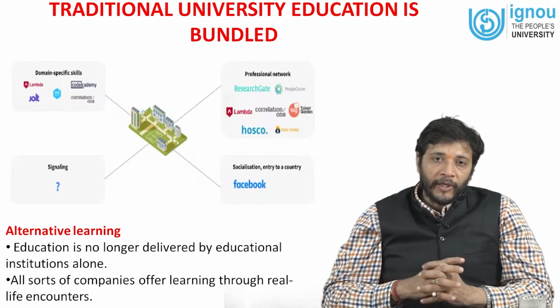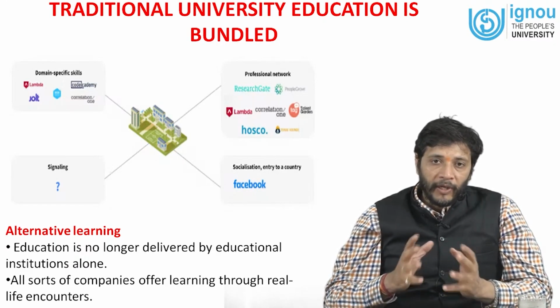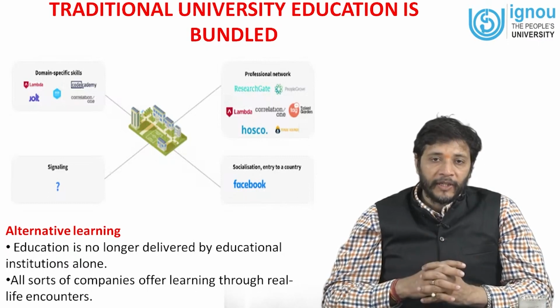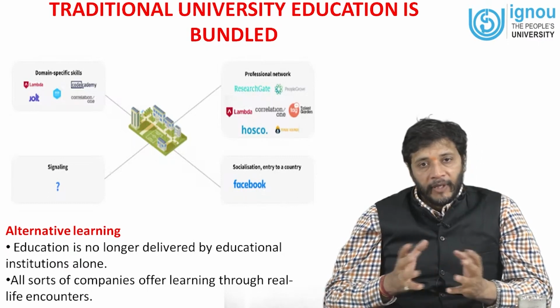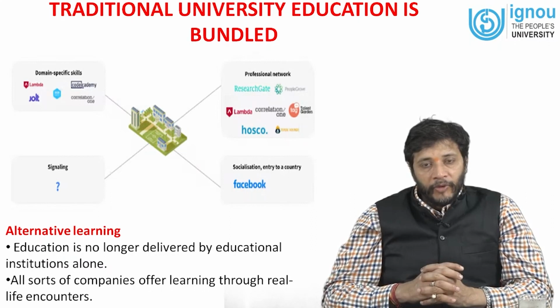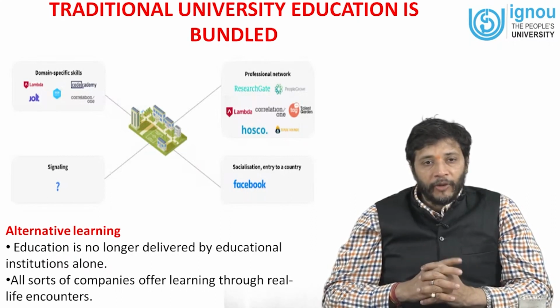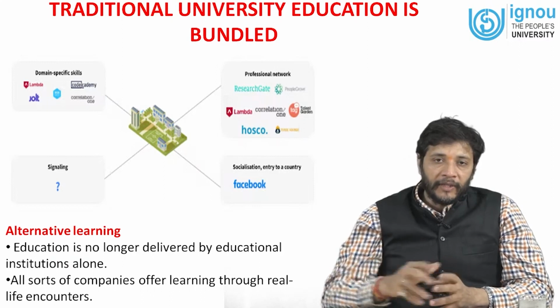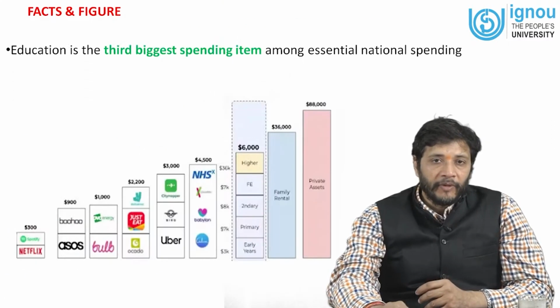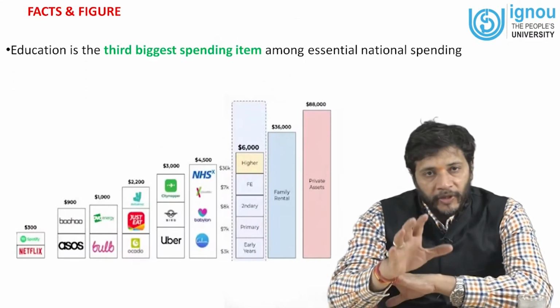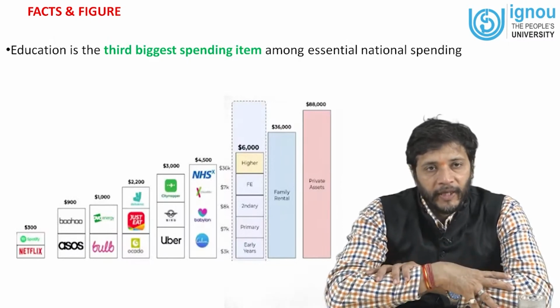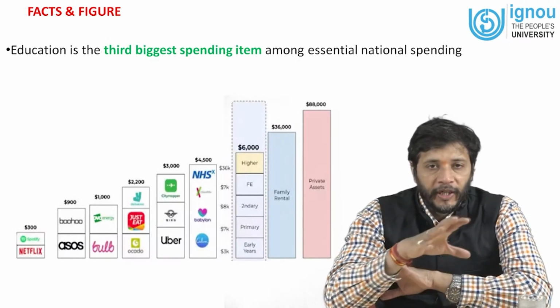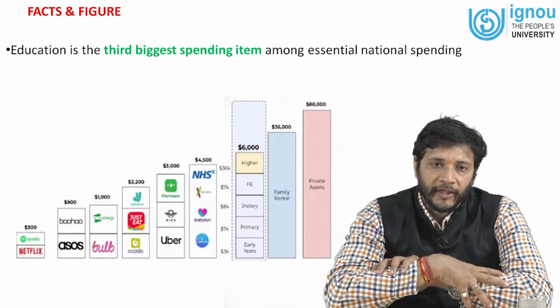If we talk about it, online learning and higher education are intermingling and giving a good way to the learners. So education is no longer delivered by educational institutions alone. We have seen that companies are using real-life or real-time things, which is playing a very important role. There are certain facts and figures which are very important: education is the third biggest spending item among essential national spendings.